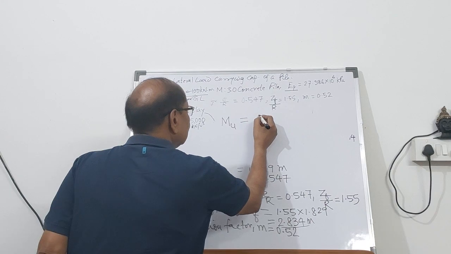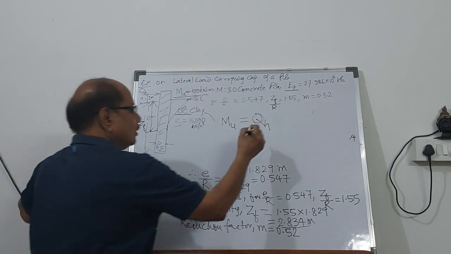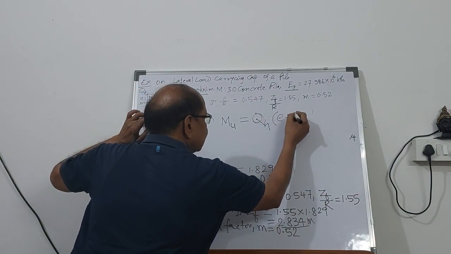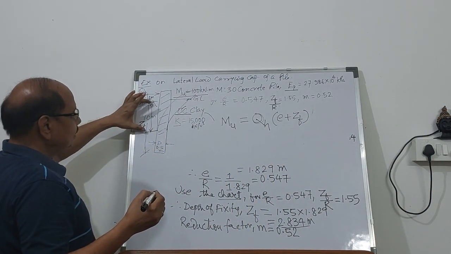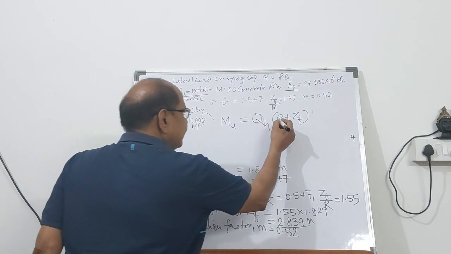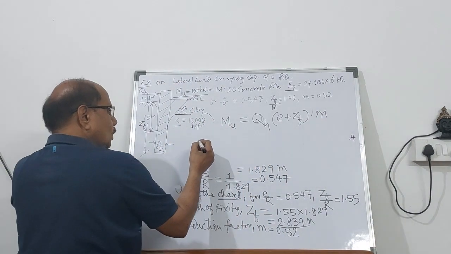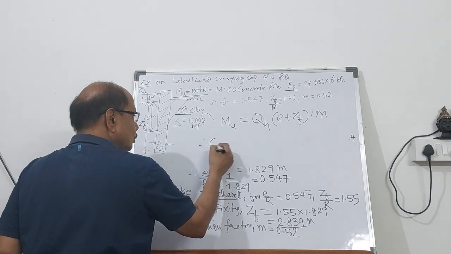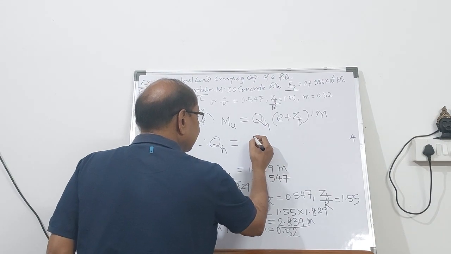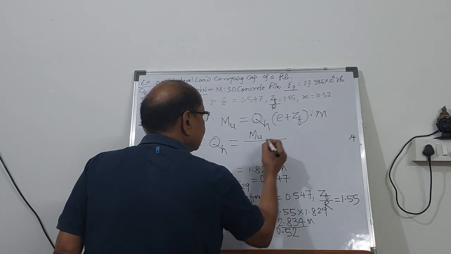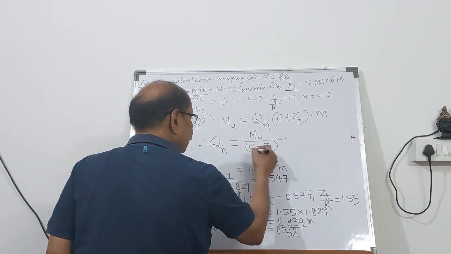So Mu equal to the horizontal force which is acting, QH, into e plus ZF. This is the eccentricity, this is ZF. So QH into e plus ZF into reduction factor m. Therefore QH equal to the horizontal force based on the given moment will be Mu divided by e plus ZF into m.